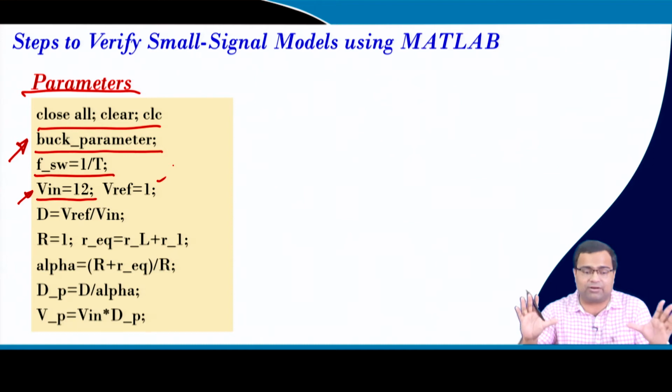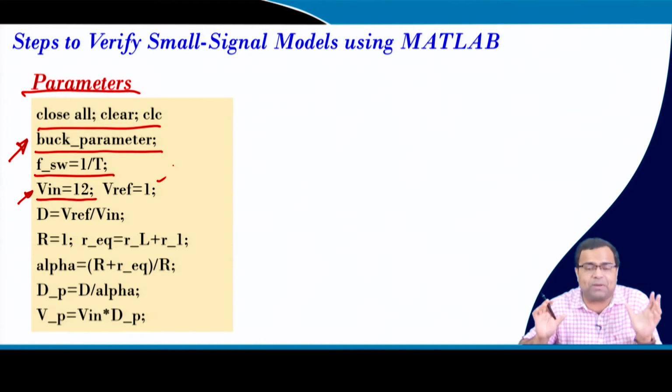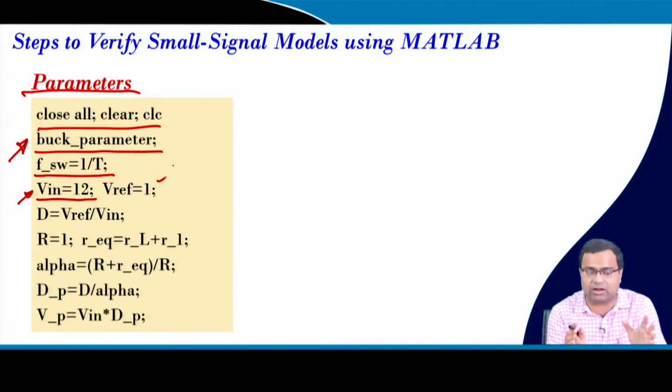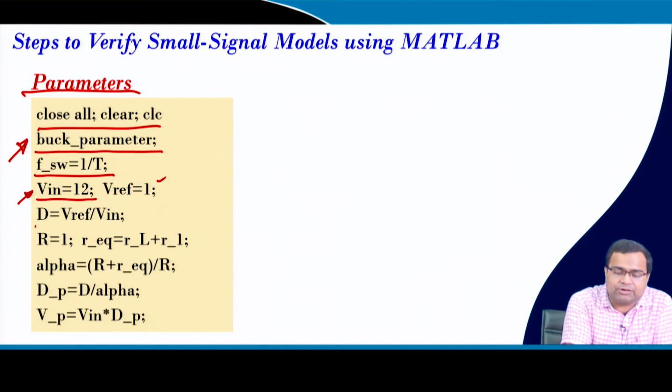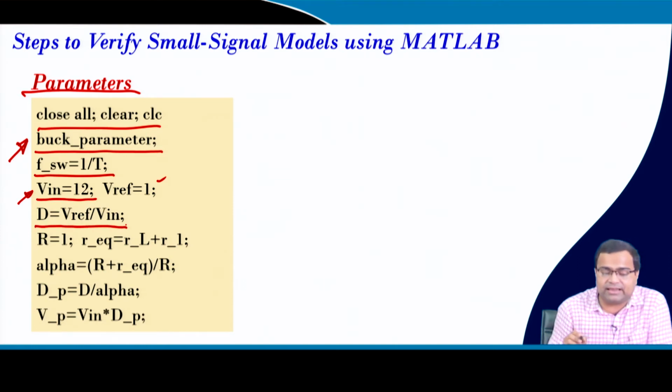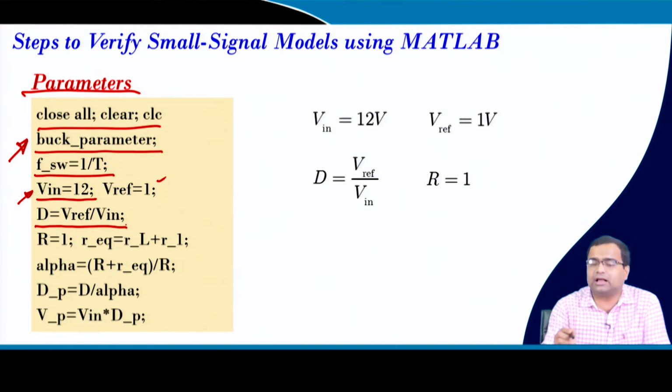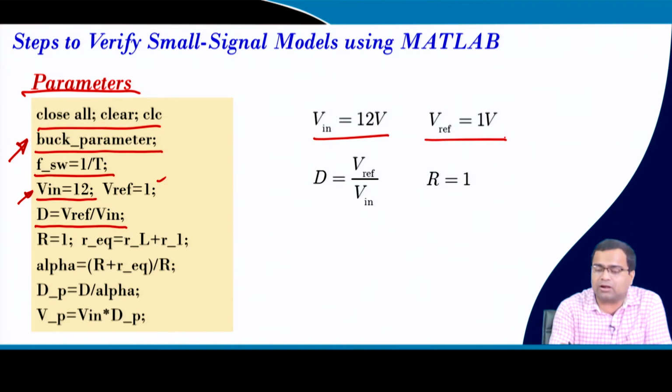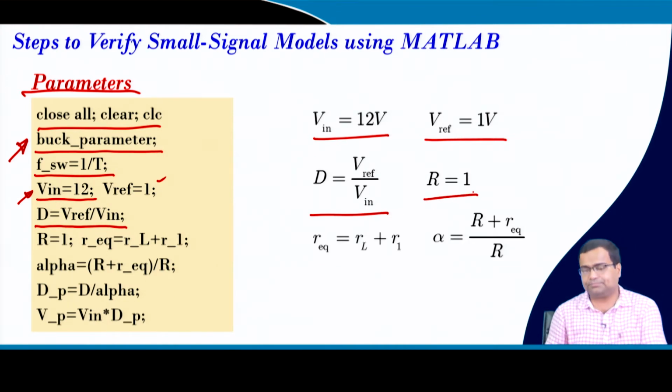This is our desired value, and we are going to check the open loop simulation. It is expected that the output voltage will not be the desired one in the case of a practical converter. So, the ideal duty ratio will be D equal to Vref by Vin. If you check, 12 volt is the input, 1 volt is the output, and our ideal duty ratio is D equal to Vref by Vin, and R equal to 1.